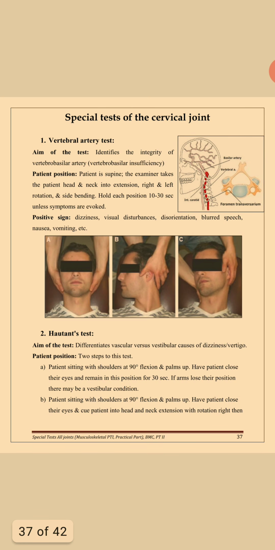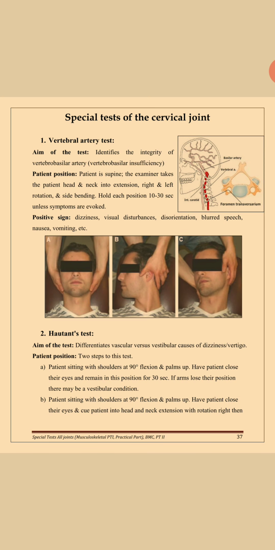Special tests of the cervical joint. Vertebral artery test. Aim of the test: identifies the integrity of the vertebrobasilar artery, vertebrobasilar insufficiency. Patient position: patient is supine. The examiner takes the patient's head and neck into extension, right and left rotation and side bending. Hold each position 10 to 30 seconds unless symptoms are evoked. Positive sign: dizziness, visual disturbances, disorientation, blurred speech, nausea, vomiting, etc.